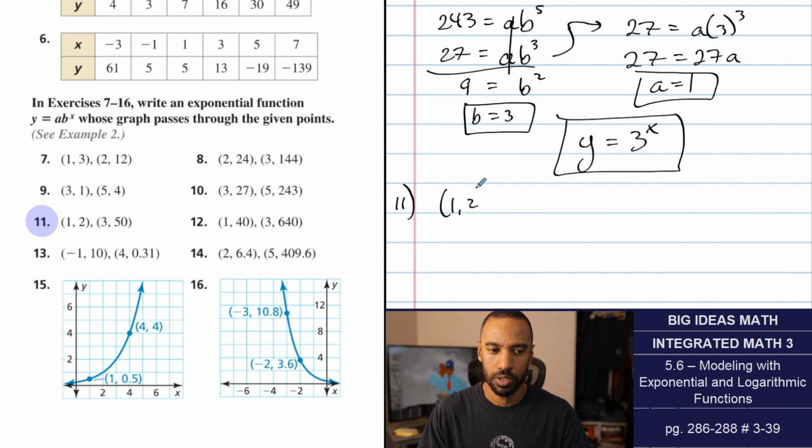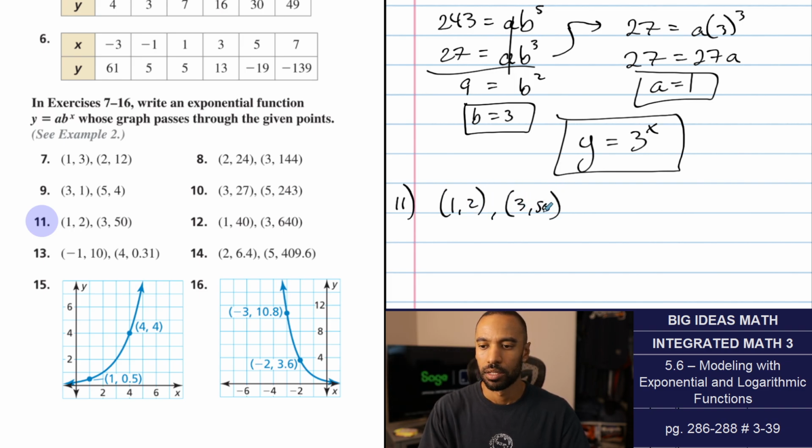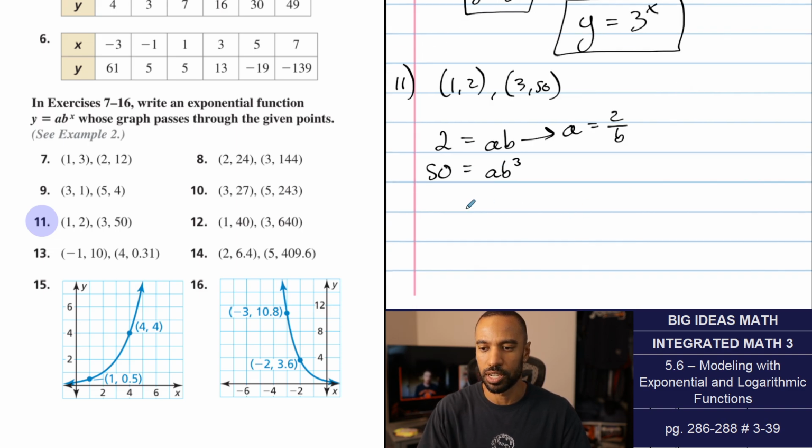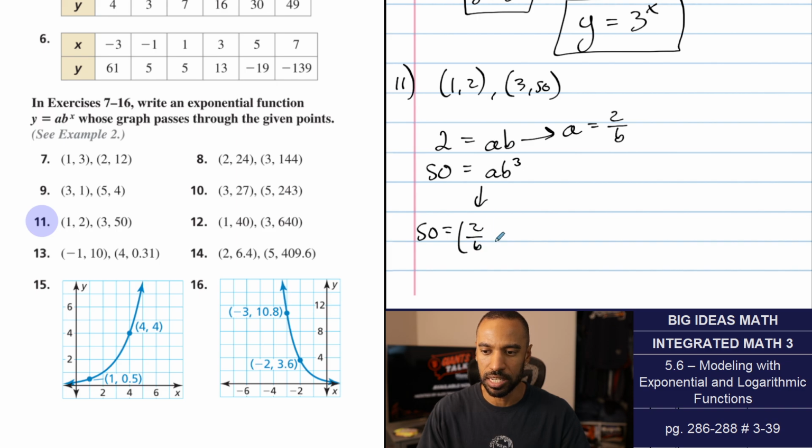Just kidding. 350. Good old substitution happens here. AB to the first power, or just AB. And then AB cubed. I'm going to get A by itself here. You get 2 over B, and it substitutes into this equation down here. We get 50 equals 2 over B times B cubed. B cubed over B is B squared, so 50 equals 2B squared.